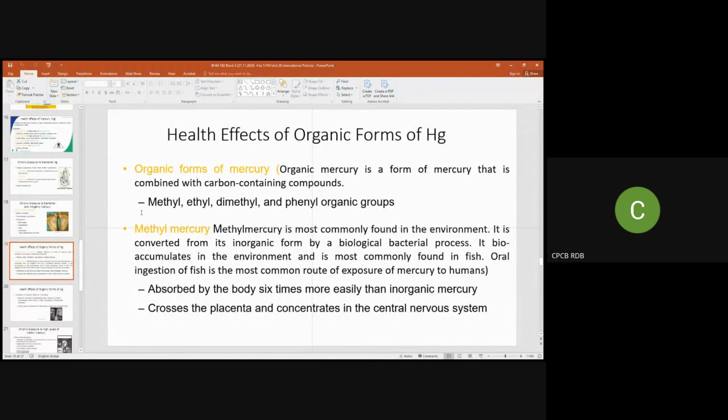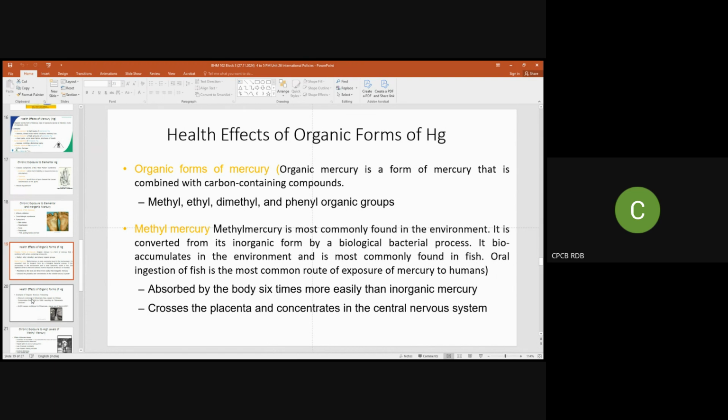Methyl mercury is very toxic in nature, and it is the form most commonly found in the environment. It is converted from inorganic form by a biological bacterial process. It bioaccumulates in the environment and is most commonly found in fish. Oral ingestion of fish is the most common route of exposure of mercury to humans. Methyl mercury is absorbed by the body 6 times more easily than inorganic mercury, and it crosses the placenta and concentrates in the central nervous system. That is how it damages the central nervous system.